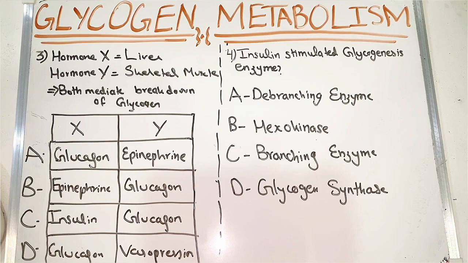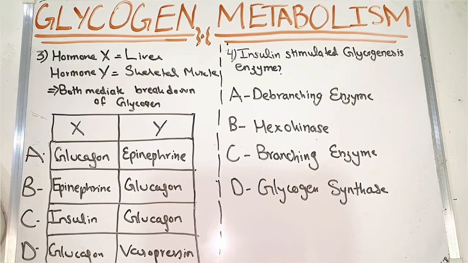Let's go to the third MCQ, which is an interesting one. There is hormone X and hormone Y. Both mediate breakdown of glycogen. Please understand, breakdown of glycogen. So hormone X causes breakdown of glycogen in the liver and hormone Y in skeletal muscle. As we know, the only hormones that do breakdown of glycogen are glucagon and epinephrine. So the most probable answer is A or B. As we know that in the liver, glucagon initiates the breakdown of glycogen, and in skeletal muscle, epinephrine. So the right option will be A.